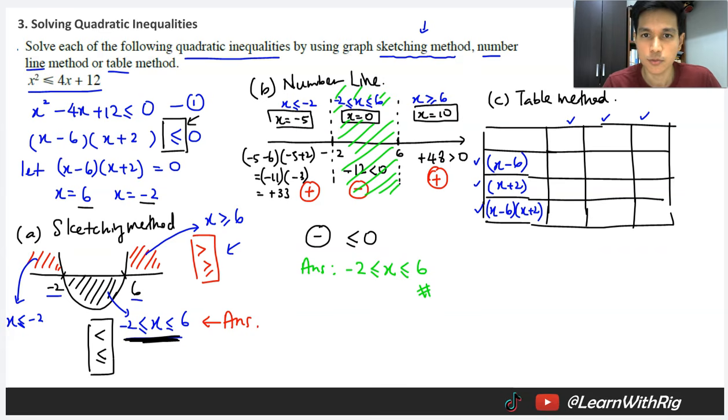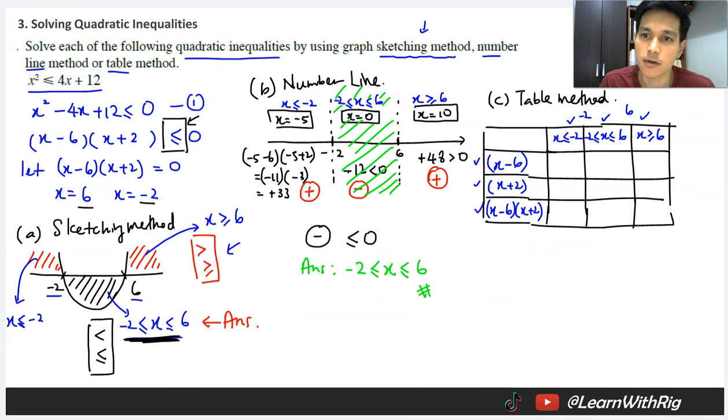Similar to the number line method, you're going to fill up the range, okay? You know that negative 2 is here and 6 is here. So here is going to be x in between negative 2 and 6. Here is going to be x less than or equal to negative 2, and here is going to be x more than or equal to 6.